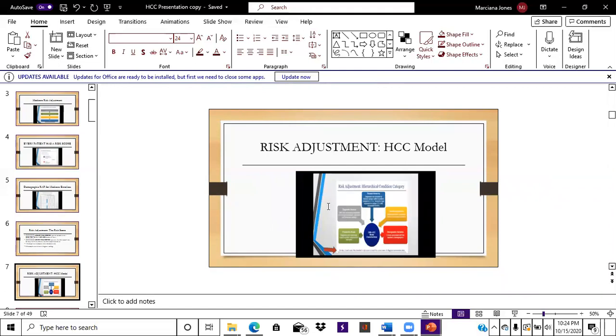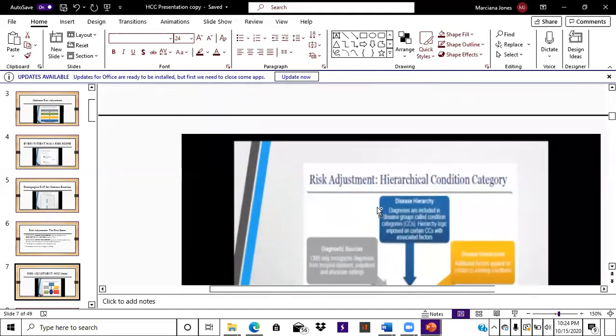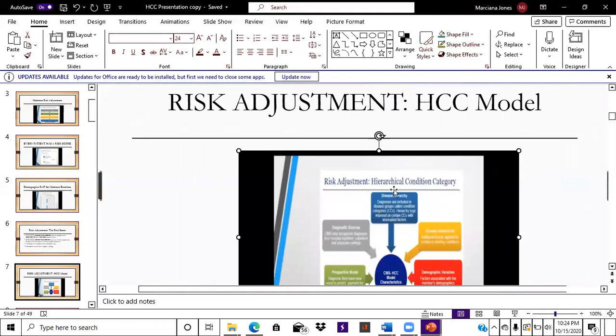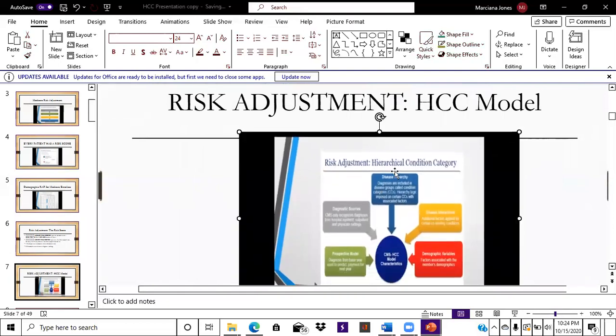So, the risk adjustment HCC model. Okay, so you can kind of see this. Let me go up a little bit. Okay, so this is how it all comes together. The HCC model has the disease hierarchy. The diagnoses are put into disease groups called condition categories. Then you'll see hierarchy logic, which we'll go over in a second. And then there are some disease interactions that give you additional risk scores for certain diseases if they're combined in the same patient and managed.